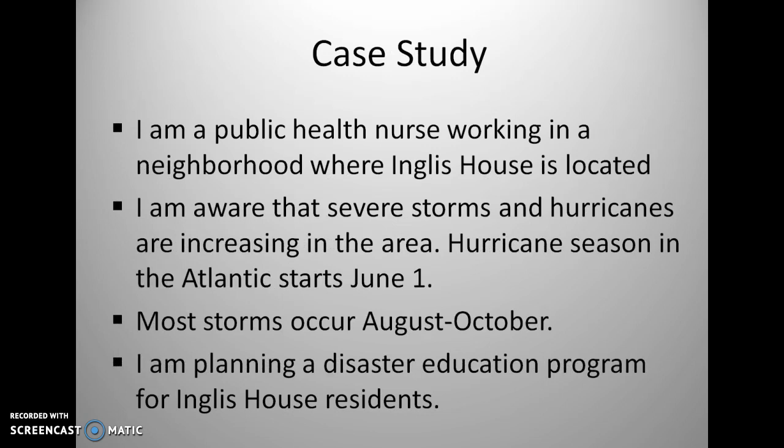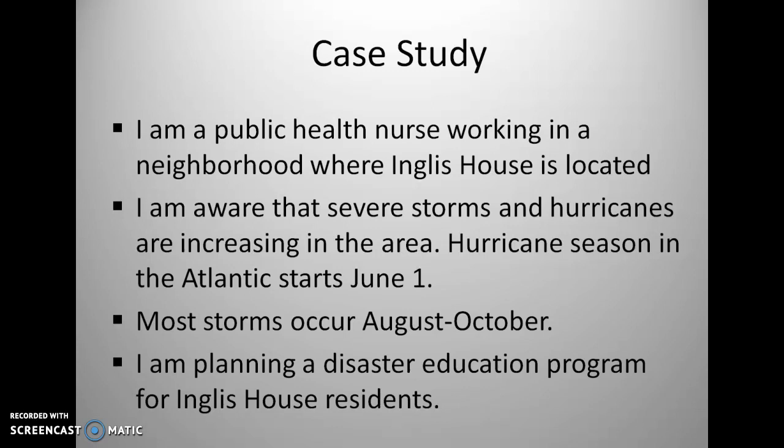So in this little case study, I'm the public health nurse, and I work in the neighborhood in West Philadelphia where Inglés House is. Inglés House is a residence of people who are wheelchair bound, and a lot of them are independent. If you drive anywhere in that neighborhood around Belmont Avenue and City Line, you'll see people in wheelchairs just buzzing along. They go out to the grocery store, they go out to the bars, they are out in the neighborhood, and so a lot of them are independent.